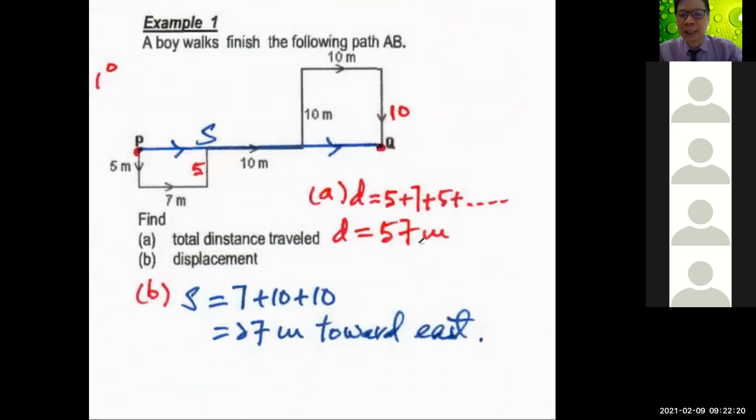But for displacement, as I said, you have to connect the starting point to the ending point. You draw a line, then you only find this distance from the starting point to the ending point. So here is 7 plus 10 plus 10, so it's 27. Yes, all of you gave the correct answer, 27. Direction, I just said toward east or to the right, also the same. And if you give the answer in angle, you say 0 degrees.